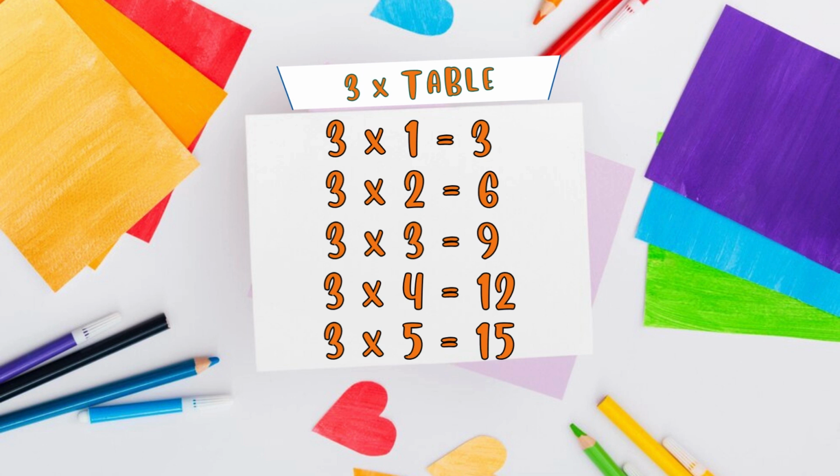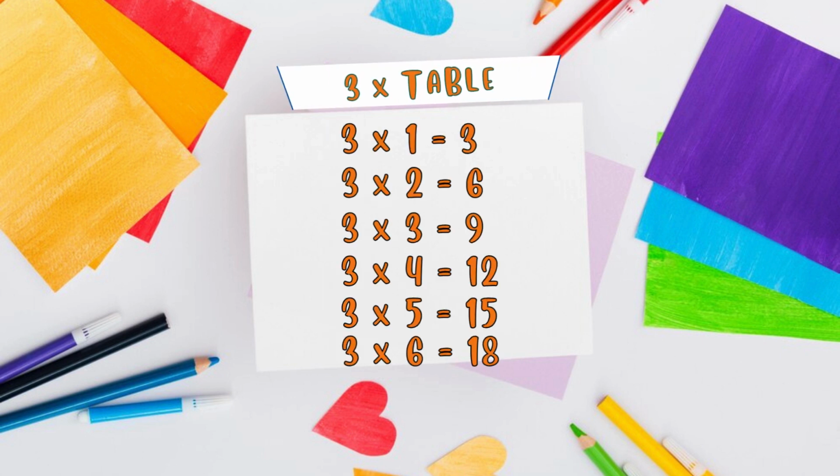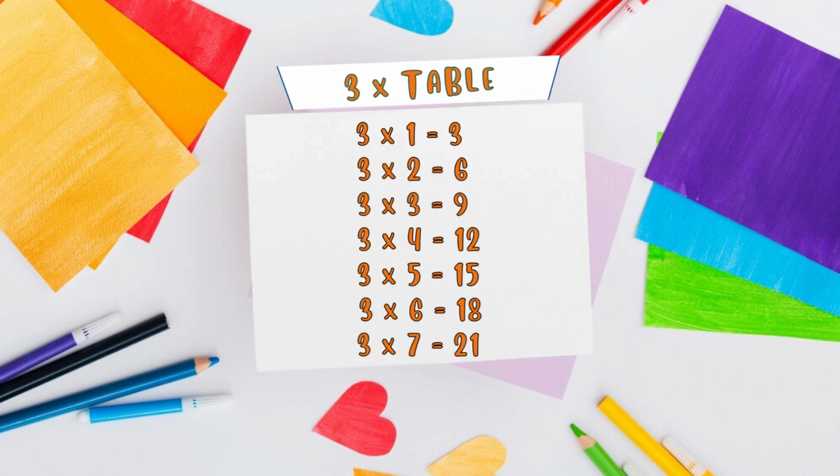3 times 5 is 15. 3 times 6 is 18. 3 times 7 is 21.